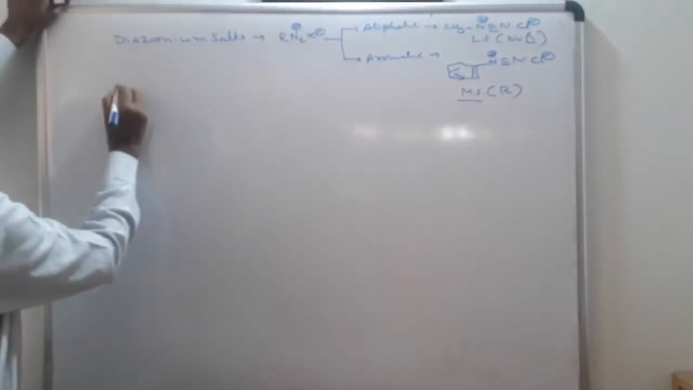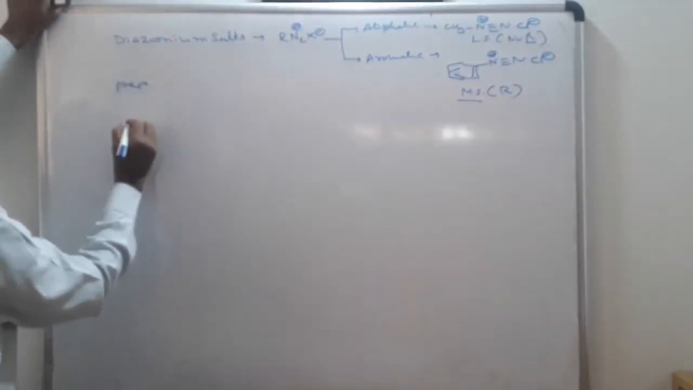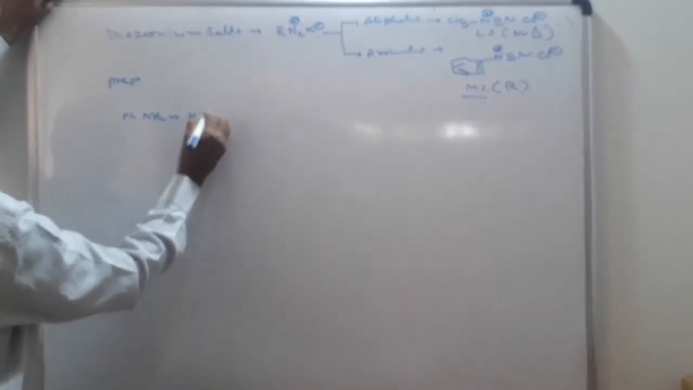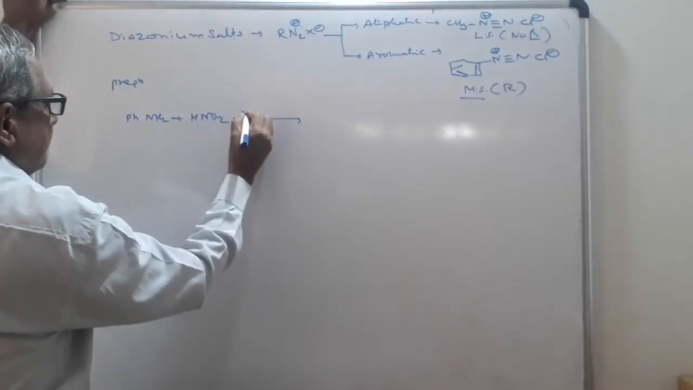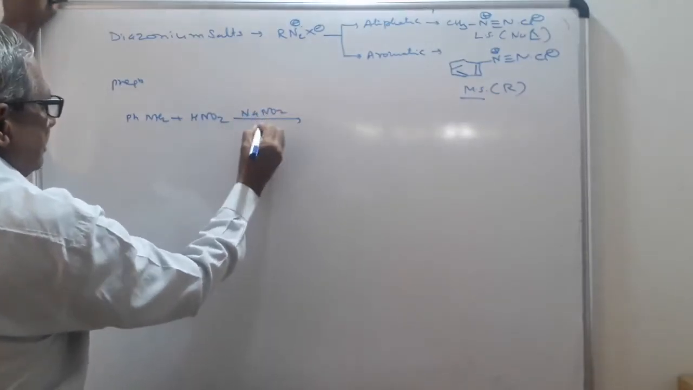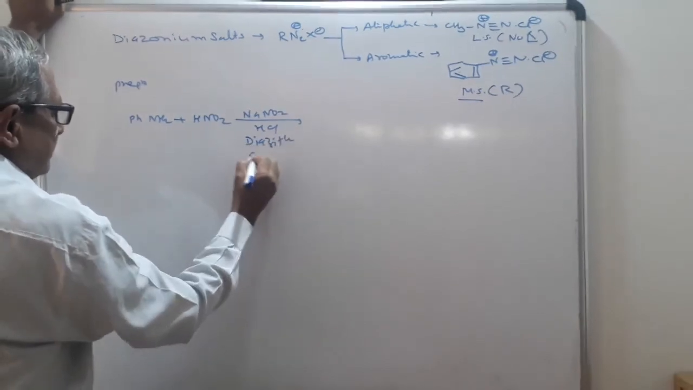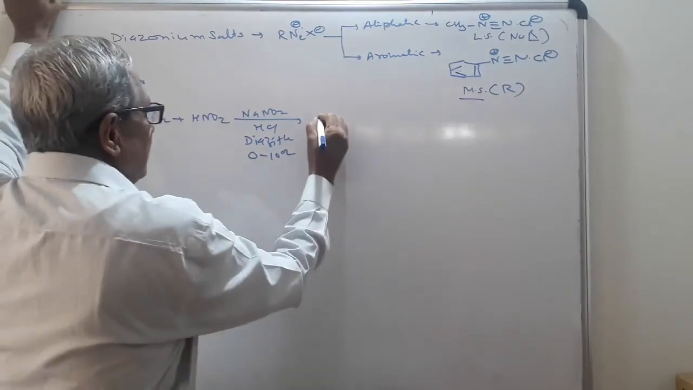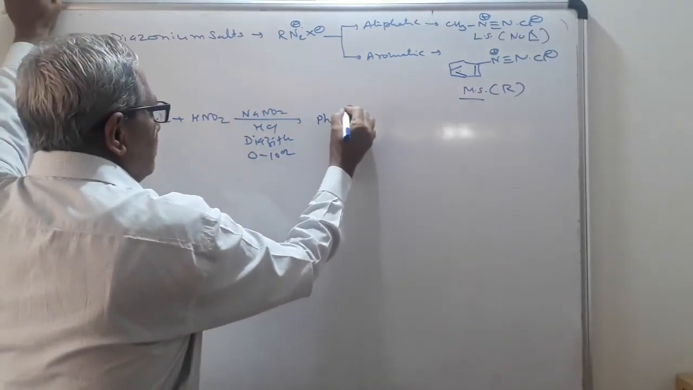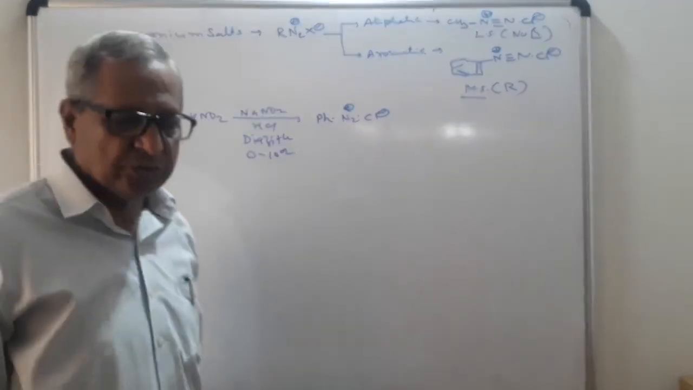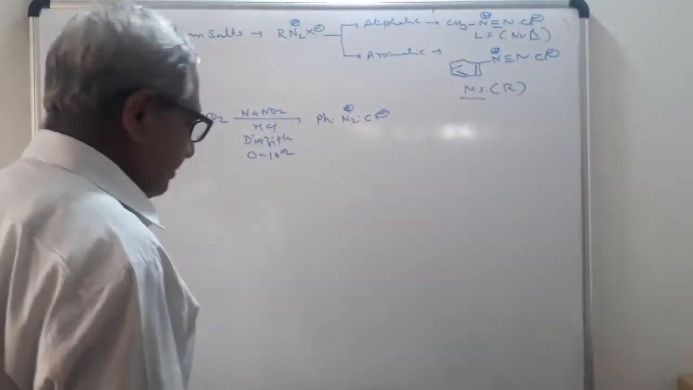Second question, preparation of diazonium salts. When aniline is treated with NaNO2 and HCl, the diazotization reaction will take place. Temperature is 0 to 10 degrees centigrade because it is an exothermic reaction. You will get here PhN2 plus Cl minus, that is benzene diazonium chloride. So this is the preparation.